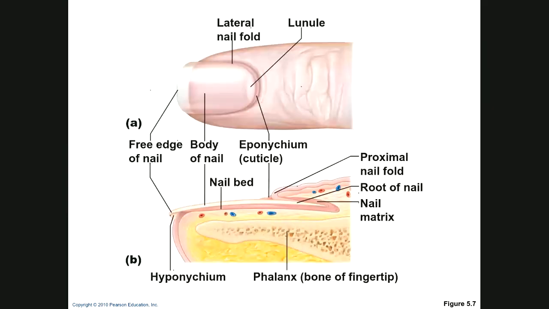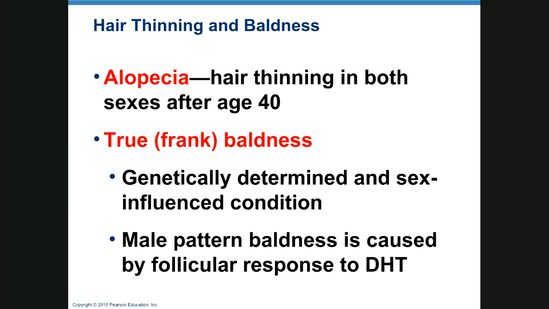Alopecia refers to the thinning of the hair that occurs as we age. What happens is that hair follicles are constantly losing the little hair and producing a new hair, and this happens throughout our life. But as we age, some of the hair follicles atrophy, and when they lose the hair, they do not regenerate. And that's why the hair thins as we age.